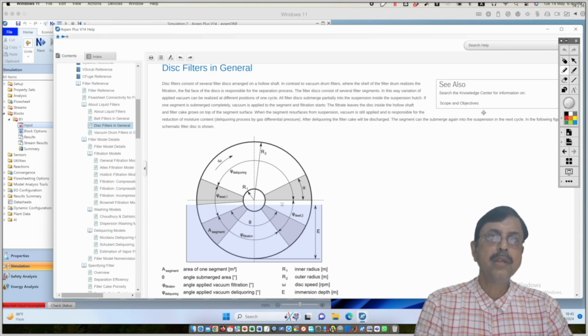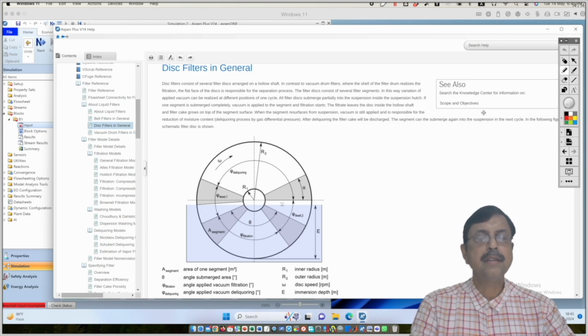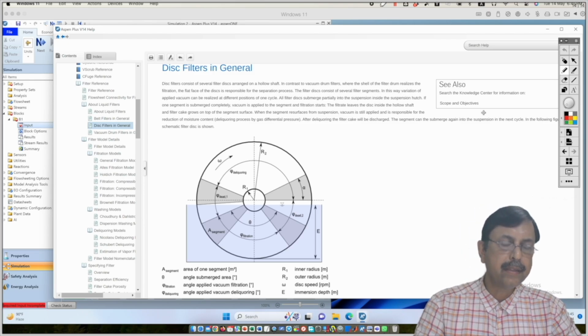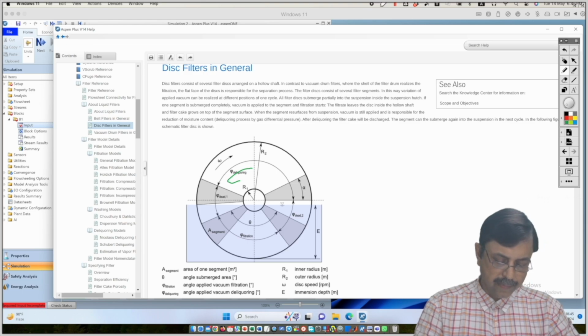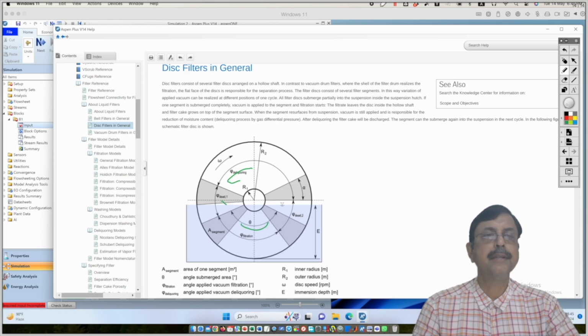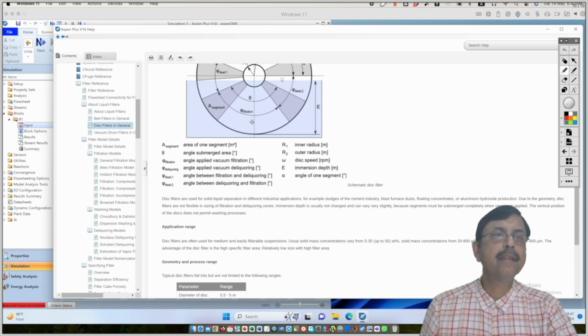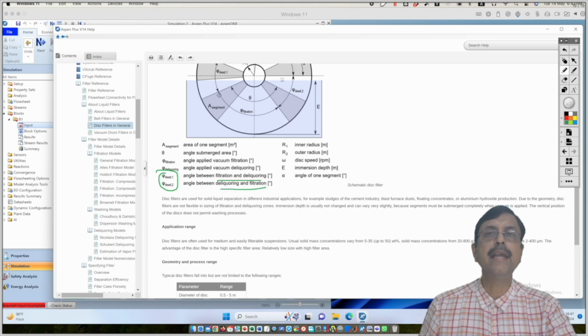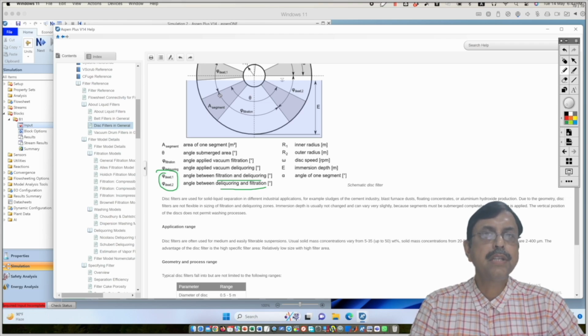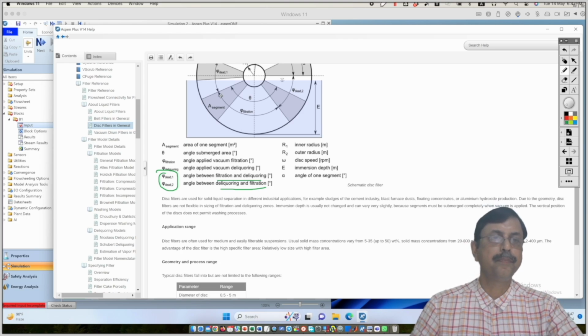Once they come out, then washing, deliquoring, etc. happens. And it also has deliquoring angle, filtration angle, washing angle, etc. And there is some extra angle which is called dead zone, which is the angle between filtration and deliquoring. And dead zone 2 is the angle between deliquoring and filtration. So between these two angles, no filtration or no deliquoring occurs. So this is the dead zone.